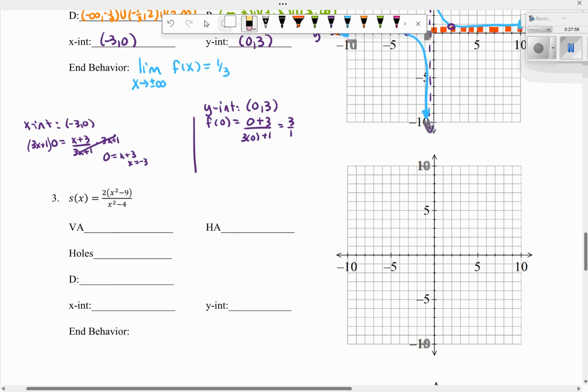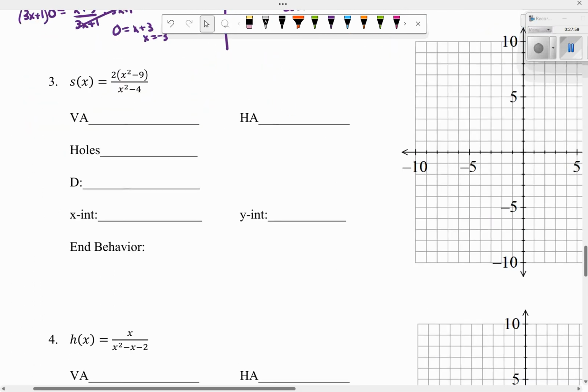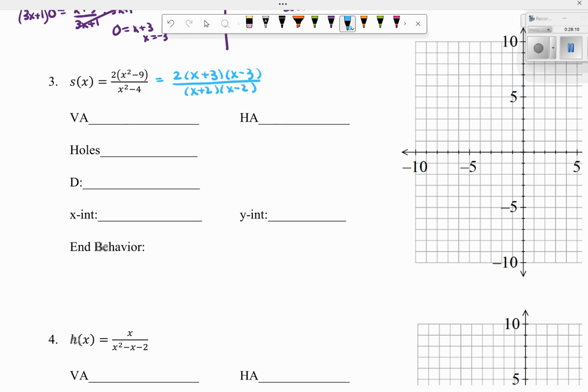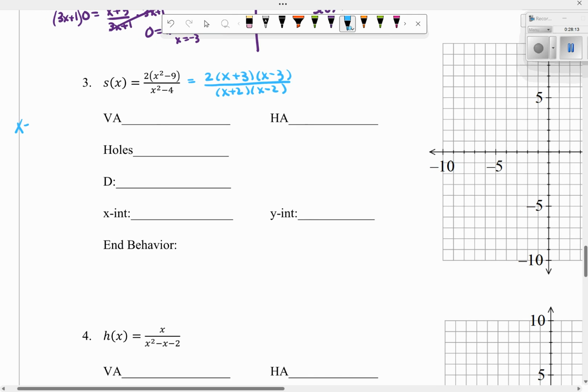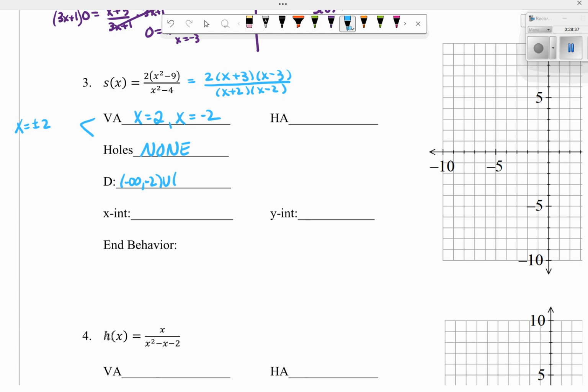All right, so first things first, we want to factor, and then we're going to find the zeros of the denominator. So if I factor this, this is a difference of 2 squares. So we have 2 times x plus 3 times x minus 3 over x plus 2 times x minus 2. So the zeros of the denominator are x equals plus or minus 2. So we need to figure out, are those vertical asymptotes or are they holes in my graph? Notice there are no common factors between the numerator and denominator, so these could not possibly be a hole. So I already know there's none. So these are going to be vertical asymptotes at x equals 2 and x equals -2. So the domain is all real numbers but -2 and 2.